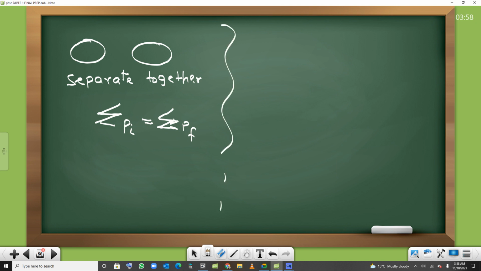This is what I'm going to do for you. Elastic and inelastic. What is an elastic collision? A collision where both momentum and kinetic energy are conserved.